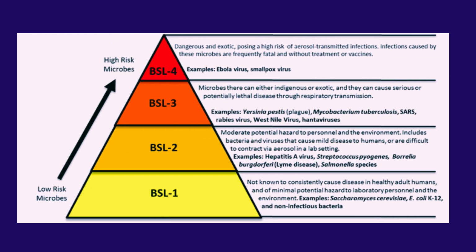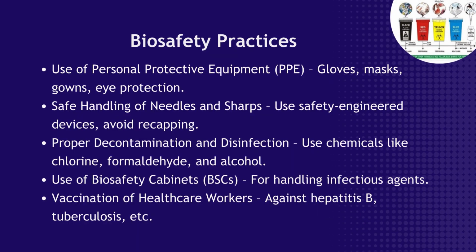Biosafety practices. Use of personal protective equipment, PPE: gloves, masks, gowns, eye protection. Safe handling of needles and sharps, use safety-engineered devices, avoid recapping. Proper decontamination and disinfection, use chemicals like chlorine, formaldehyde and alcohol. Use of biosafety cabinets, BSCs, for handling infectious agents. Vaccination of healthcare workers against hepatitis B, tuberculosis, etc.